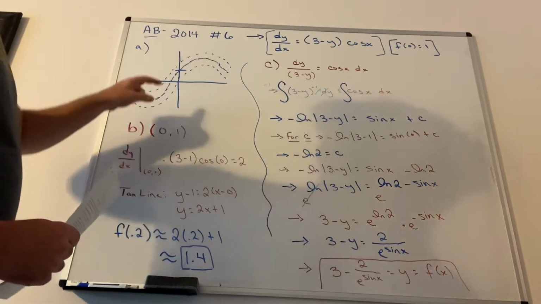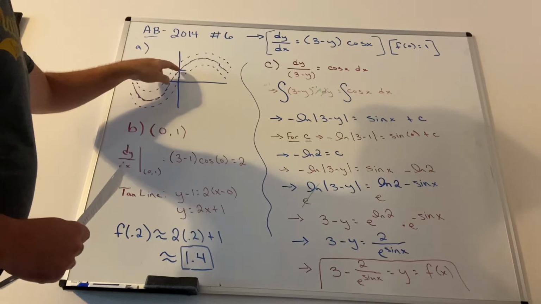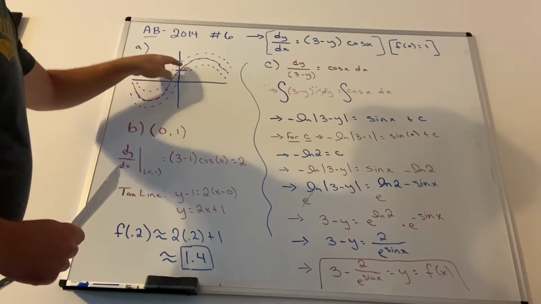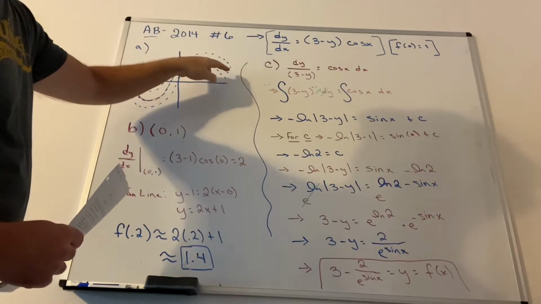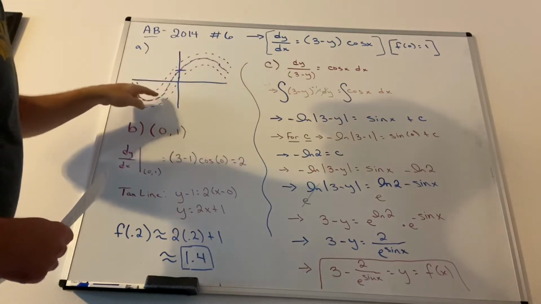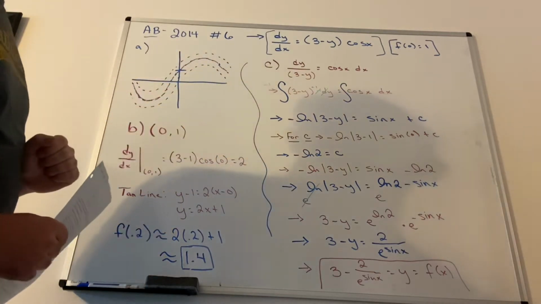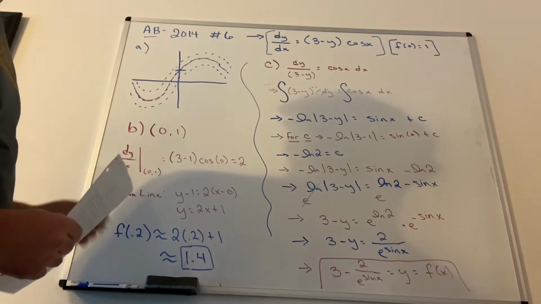So you take your pencil and you put it at (0, 1), and you just follow the tick marks, just connect them. Connect them both directions, and now you've got your solution curve. That's all you got to do.